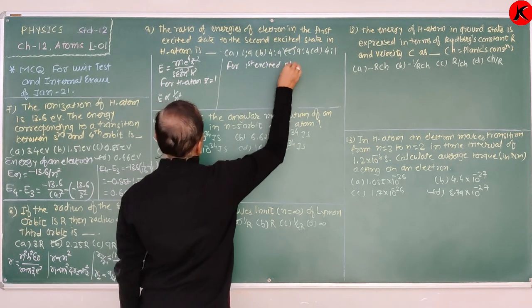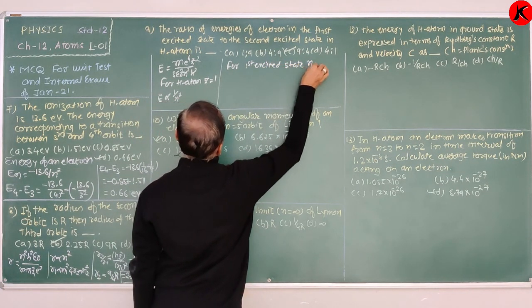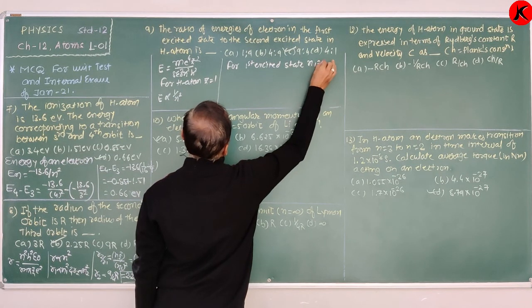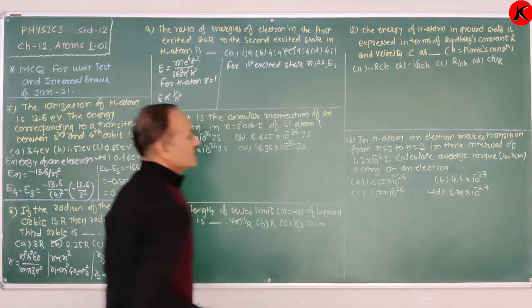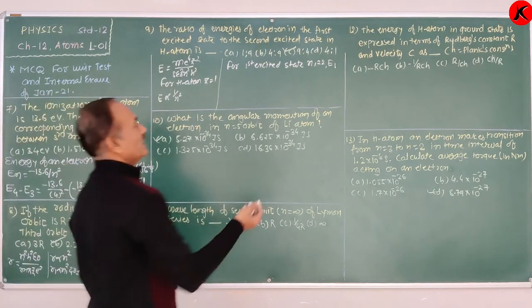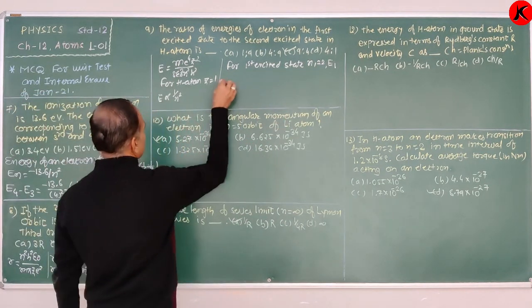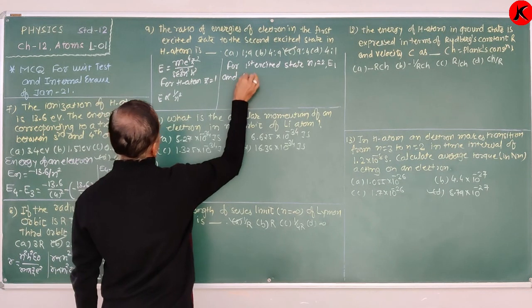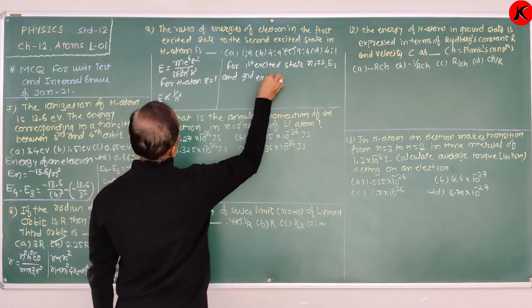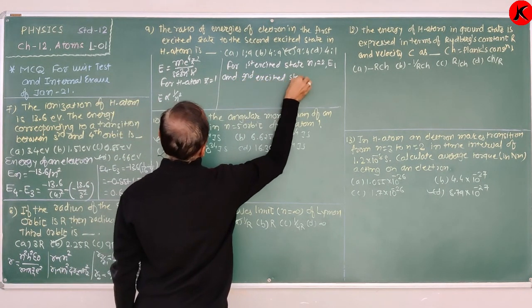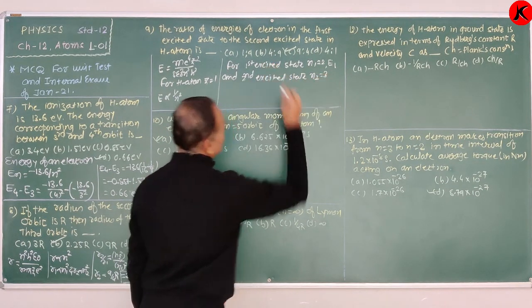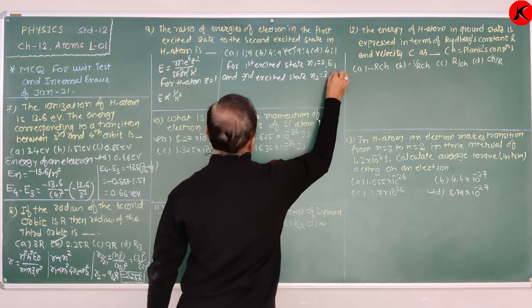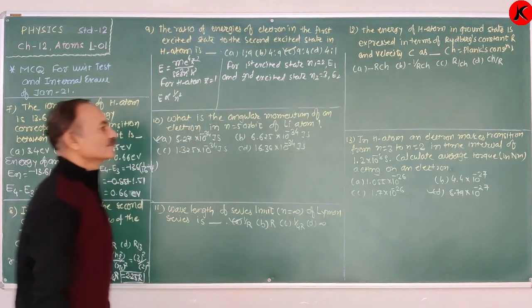First excited state, n1 is equal to 2 and energy is E1. We have to find out the ratio E1 upon E2. And second excited state, n2 is equal to 3 and energy is E2.